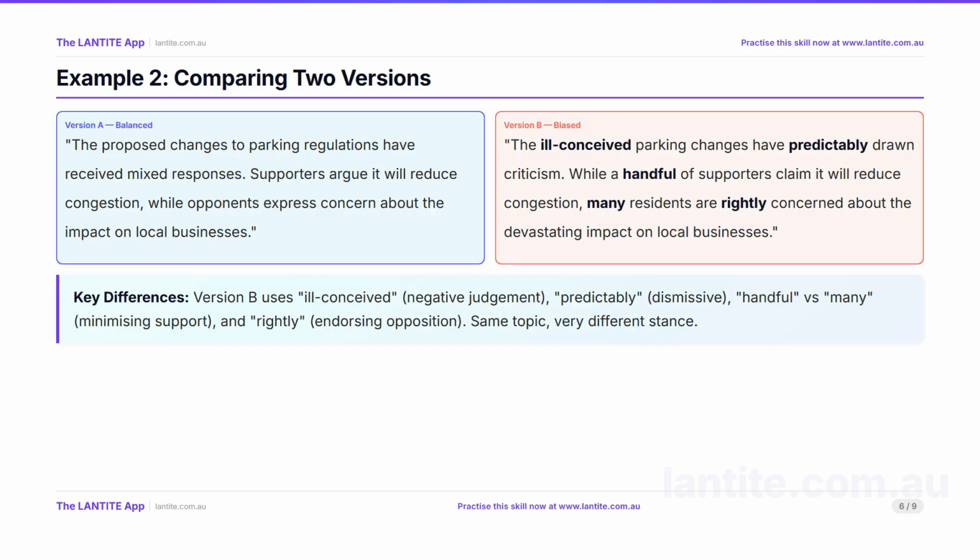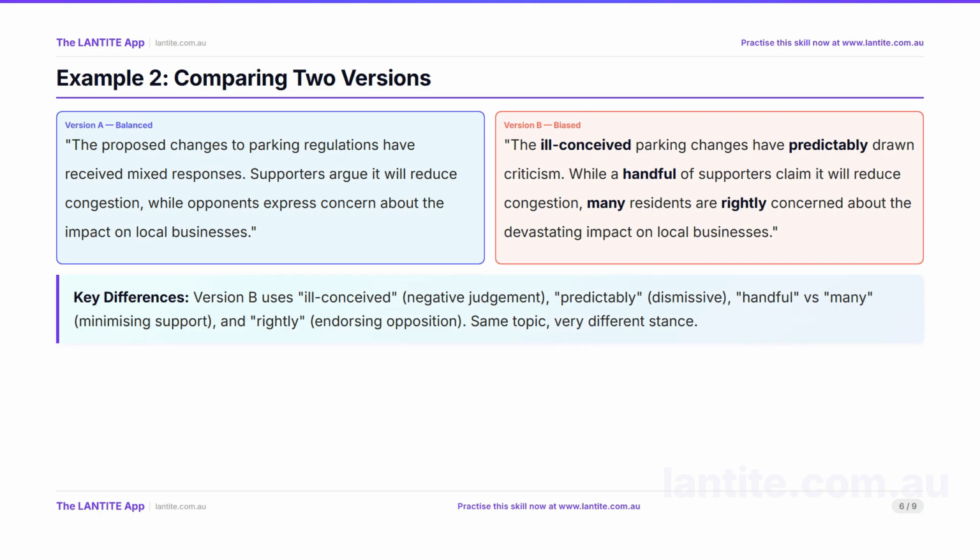Now, let us compare two versions of the same story. Version A says the proposed changes have received mixed responses and presents both sides equally. Version B says the ill-conceived changes have predictably drawn criticism. See the difference? Ill-conceived is a negative judgment from the start. Predictably is dismissive, suggesting the criticism was inevitable.